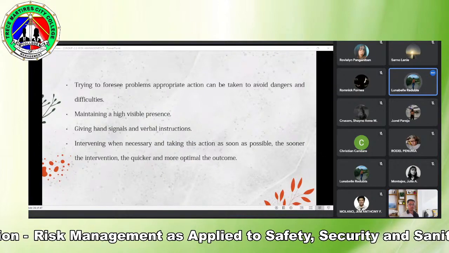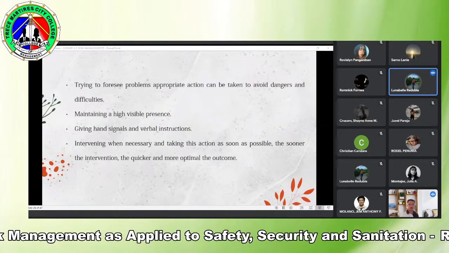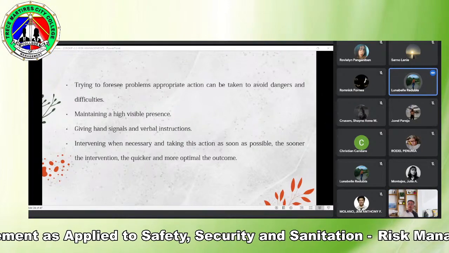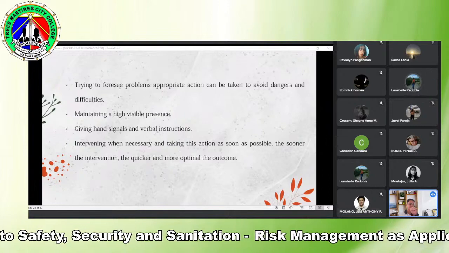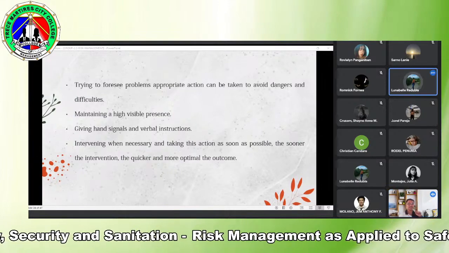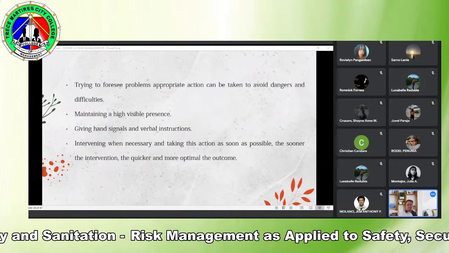Opo, sir, yung parang nanghihingi po ng tulong using the palm po, yung parang i-close po yata. Opo, opo, yan po.